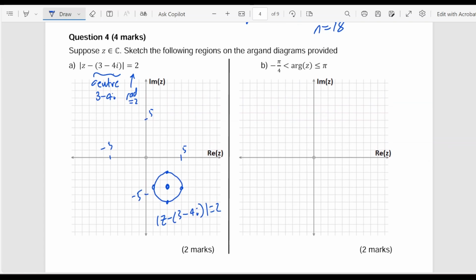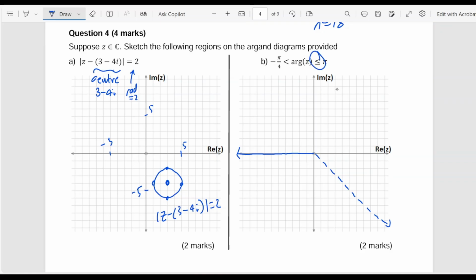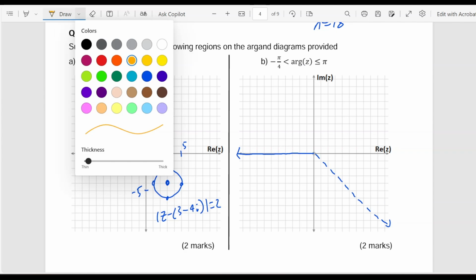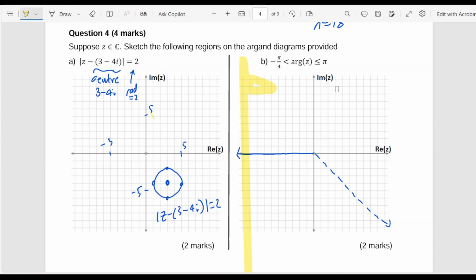This one here, minus pi over 4 is less than the argument of z is less than pi. So this line here would be the line where the argument equals pi, and minus pi over 4 would be like 45 degrees down this way. Notice that I've done a dashed line for this bit because it's a less than sign, and I've done a solid line when it's equal to. That's really important that you do that. And we'll highlight it in. So yeah, it's all this region in here that you want highlighted.